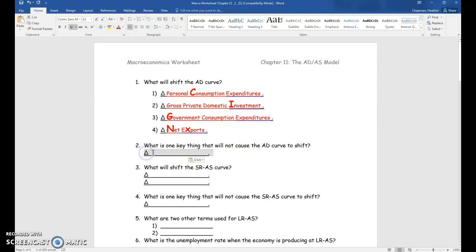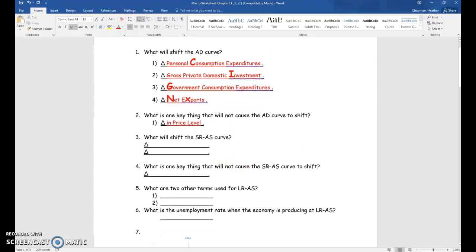We often think that a change in price level is going to shift one of these things, but price changes as an end result of one of these things happening. So that's what's going to shift our aggregate demand curve.